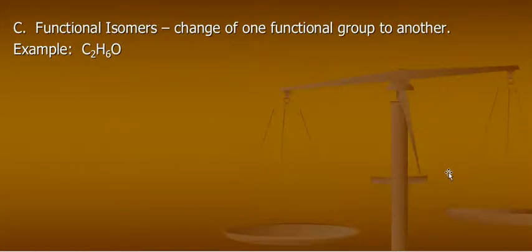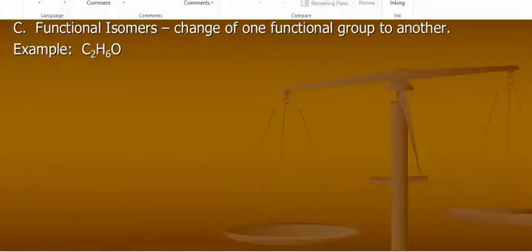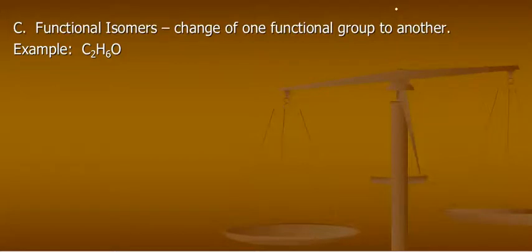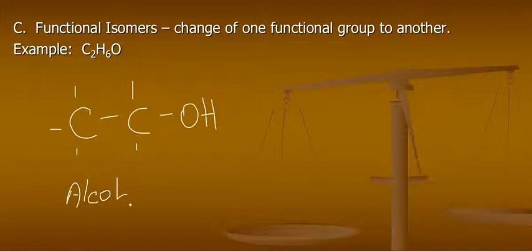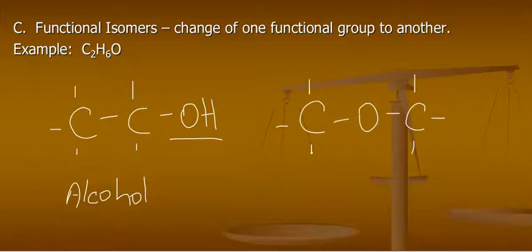Functional isomers, change of one functional group to another. We'll look at functional groups in the next section. C2H6O, one way to draw that compound would be as an alcohol. This functional group, anytime you have an OH, is called an alcohol. I could also draw this molecule as an ether. The functional group with the oxygen between 2 carbons is called an ether.